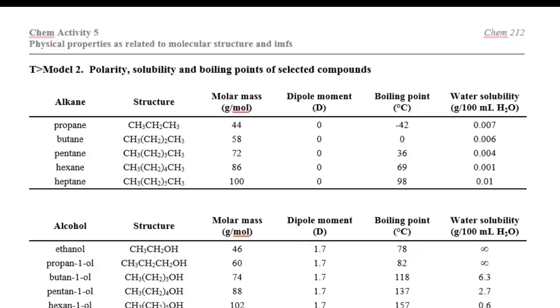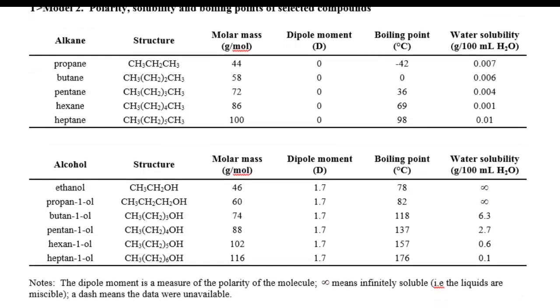To examine London dispersion forces, it's instructive to look at the data that's found in the table under teaching model number 2. We have two homologous series represented. We have the alkanes and the alcohols. Now, homologous series means a series of compounds that differ by a CH2 group, and therefore going from propane to heptane, the molecules are getting larger and larger. Going from ethanol to heptan-1-ol, they're also increasing in size.